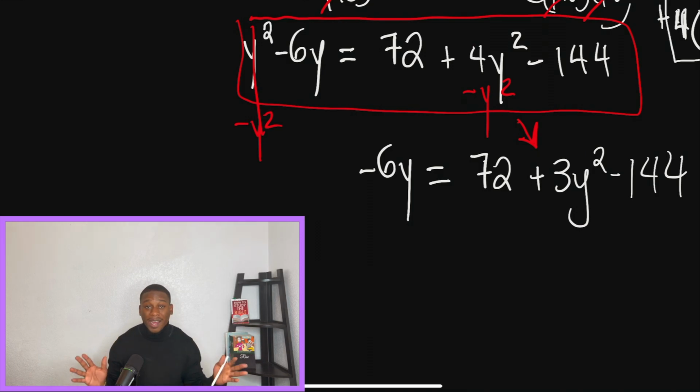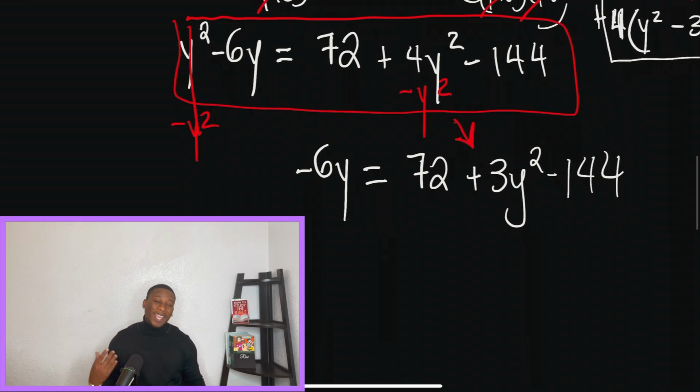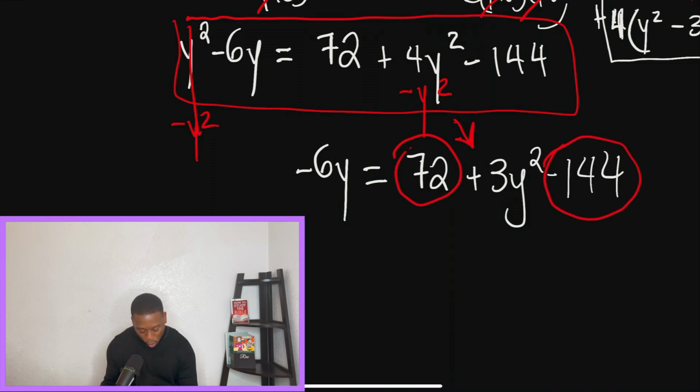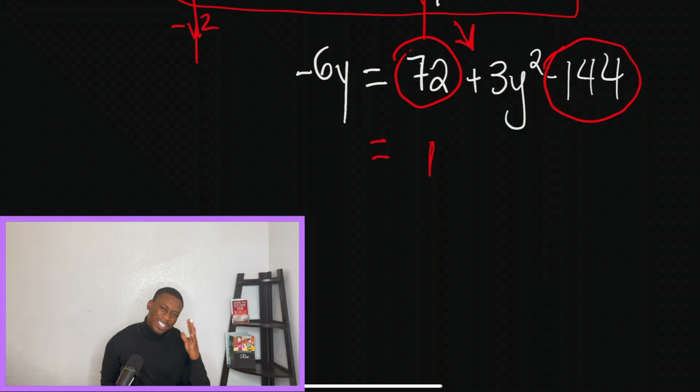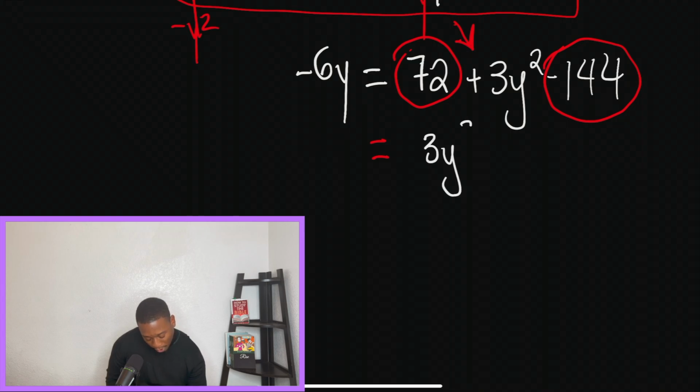But the thing is, we're not done yet. We still have to move 6y over, and we have like terms with positive 72, negative 144. So we combine these, and let's start shifting it into standard form so we make the factoring process easier. So now we have 3y to the second power minus 72.